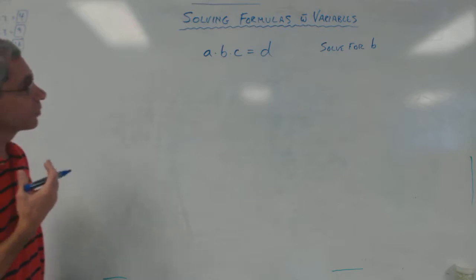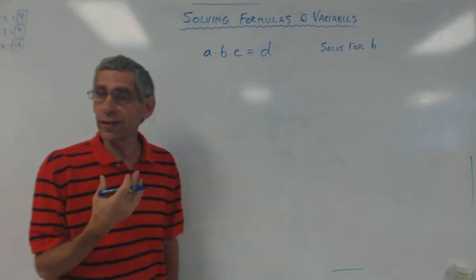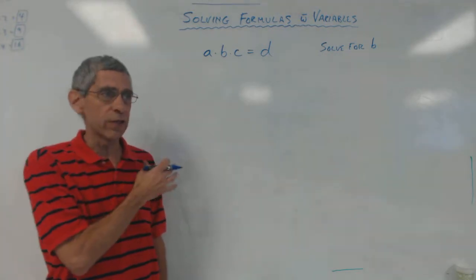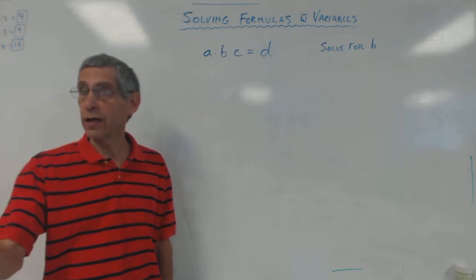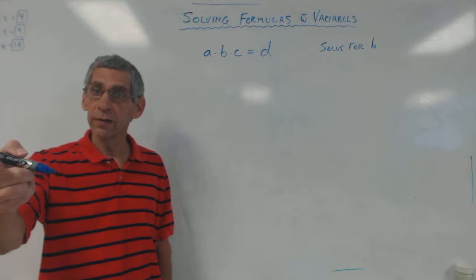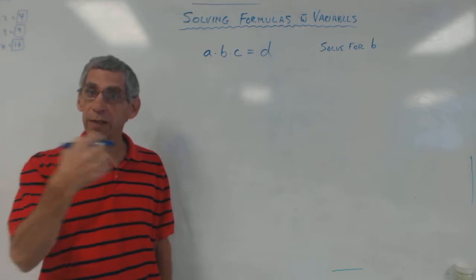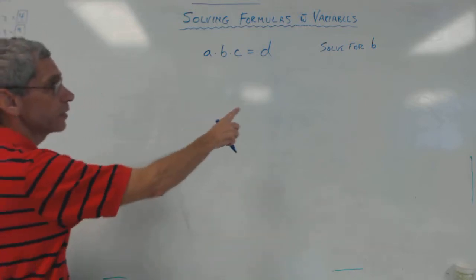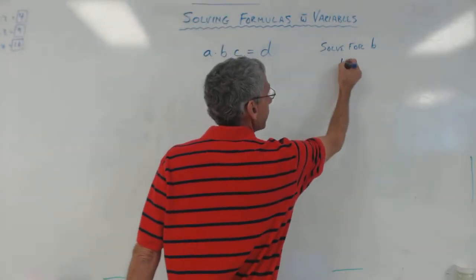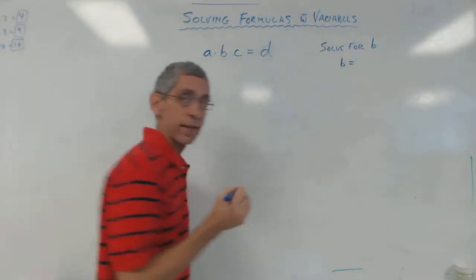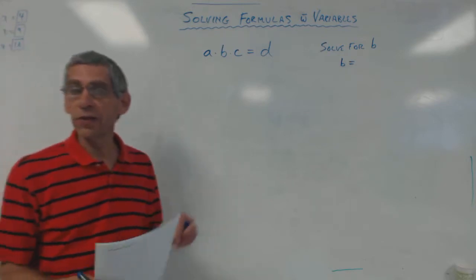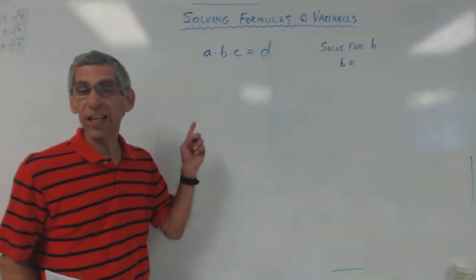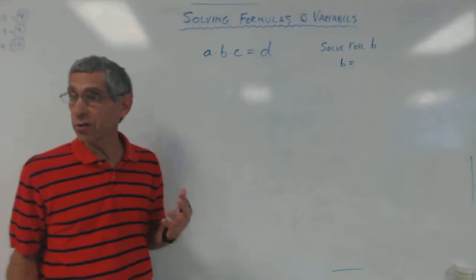So when it says solve for B, what is the final thing going to say? It's going to say B equals, right? That's my goal. So what I have to do is think about what each thing is doing to B, and then I have to undo it.